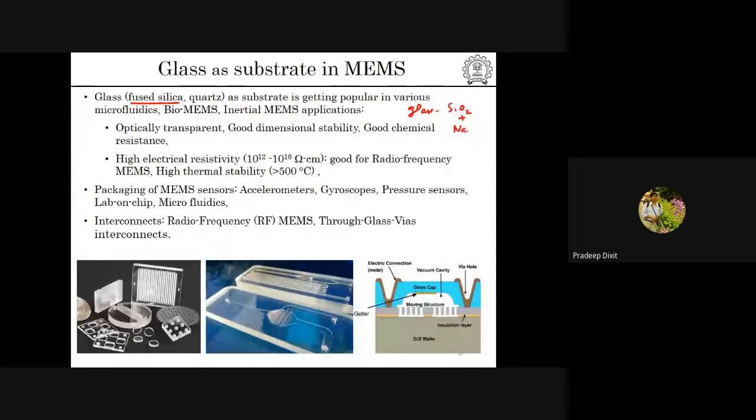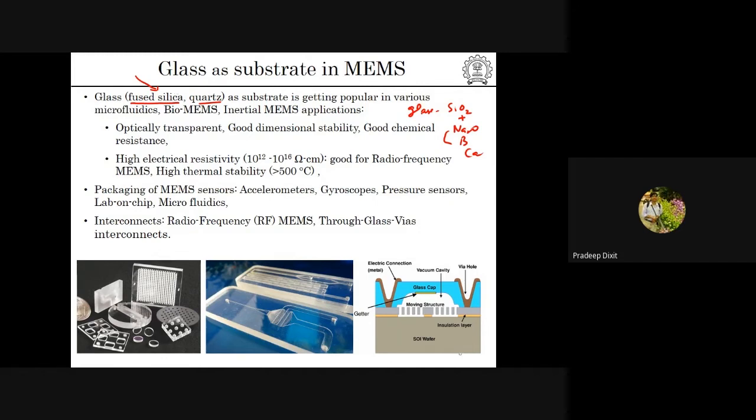For example, sodium impurity, boron impurity, and calcium also. If you remove all these impurities, what you get is fused silica. So fused silica and quartz are pure silicon oxide. They do not have any impurity. Now, what is the difference between fused silica and quartz? Quartz is crystalline in nature, fused silica is amorphous, but both are pure.